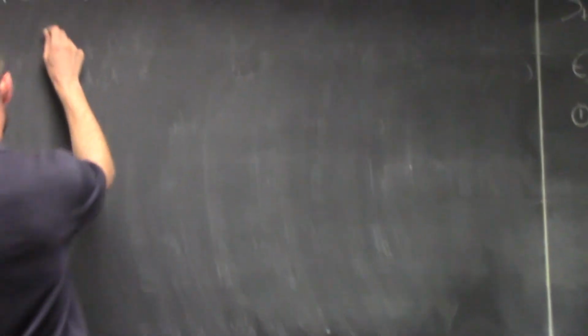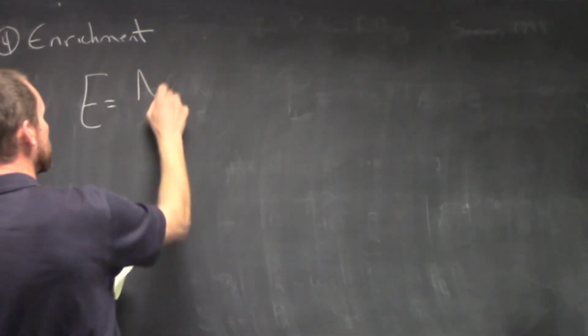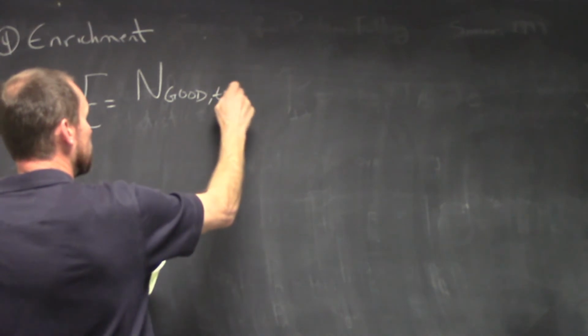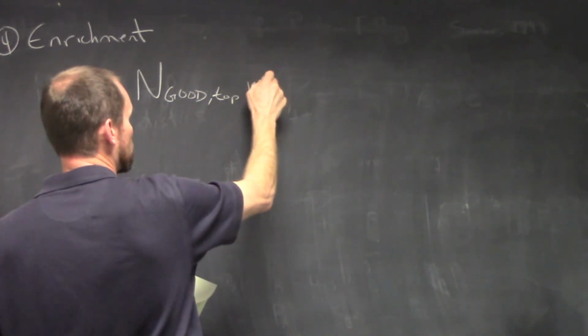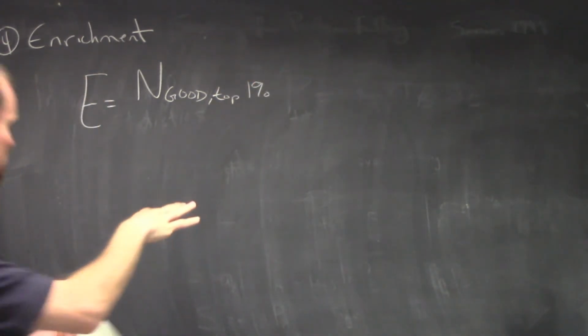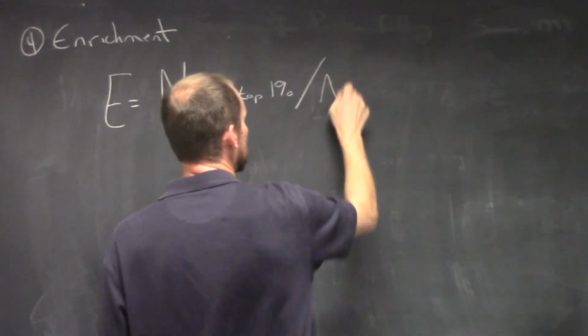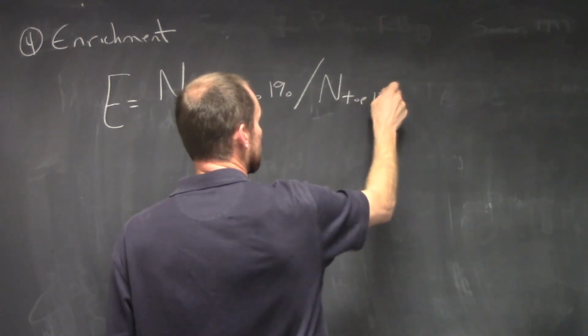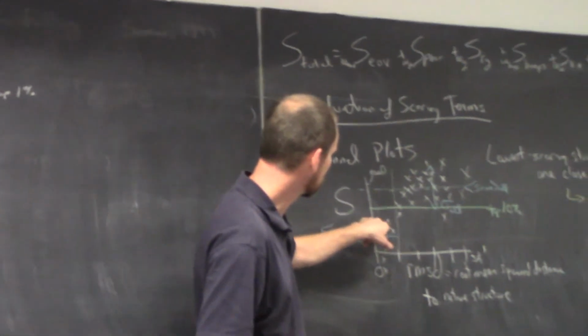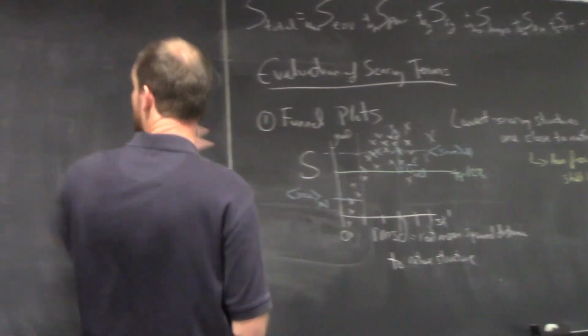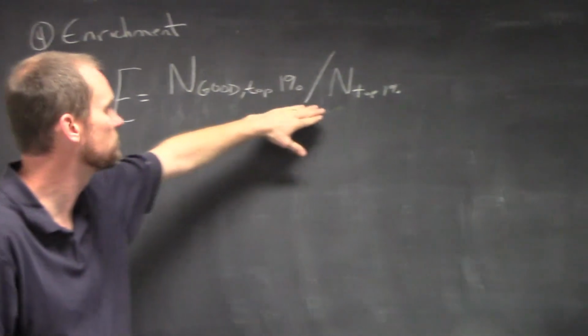So enrichment is the number of decoys that are good in the top, actually typically it's more like the top 1%, 10 was easier to draw there. Number of good decoys in the top 1% divided by number of decoys in the top 1%. So here we're drawing this 1, 2, 3, 4, 5. About 4 good decoys and 2 bad decoys. So this would be about 2/3 of the decoys in the top 1% are good.